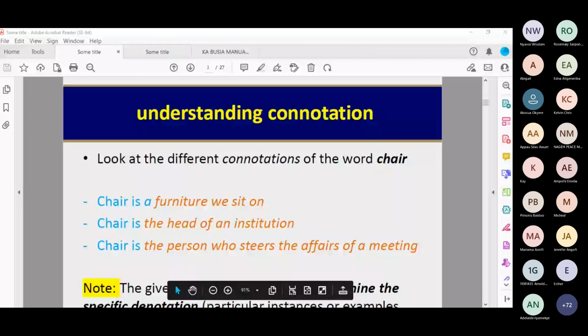And Madame told us that based on what it connotes, you are able to detect the particular examples, which are what it denotes. So we learned that last week beautifully.